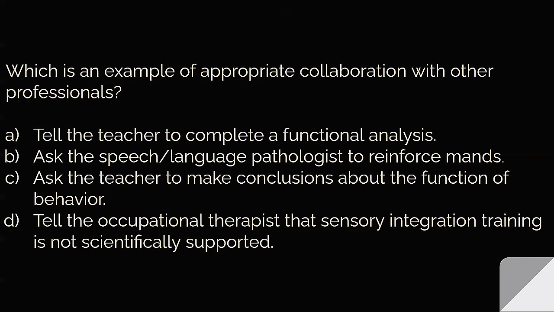So I agree, B sounds right. Ask the speech language pathologist to reinforce mands, because they can do that. That's the kind of thing that they work on, and that seems collaborative. You're asking them to do that. Whereas with A and C, you can tell it's asking someone to do something outside of their role. It's more within your wheelhouse as a behavior analyst. And then D, you might have to say something like that, but this one doesn't sound like you're advocating for scientific interventions. Instead, you're just saying, no, yours sucks. And that's not quite the same. So B's the best.